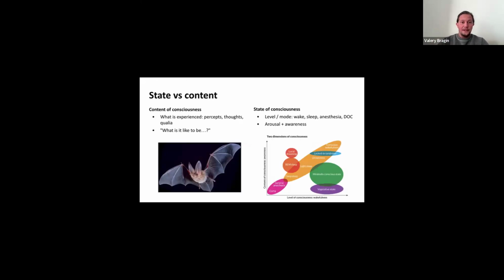So we identify a level of awareness and a level of arousal or wakefulness. And along those axes, we can evaluate a given state, whether it's a physiological state like sleep, wakefulness, drowsiness, or it's pharmacological like anesthesia, or it's pathological like disorders of consciousness of varying severity, of varying depths of impairment.